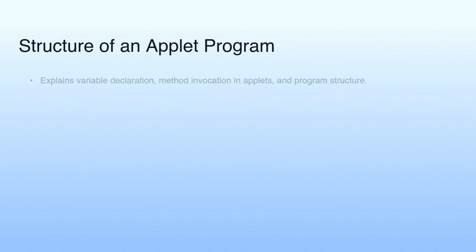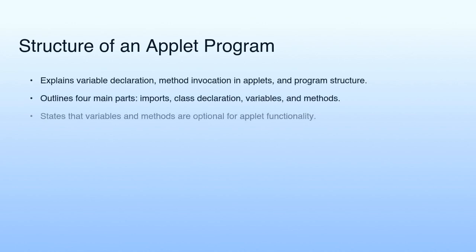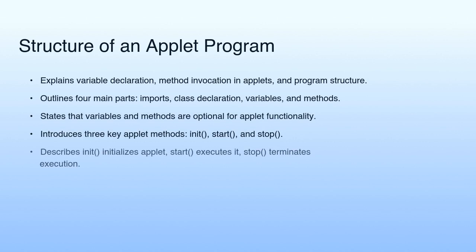The structure of an applet program consists of four main parts: import statements, class declaration, variable declarations, and method implementations. While variables and methods are optional, three key methods, init, start and stop, initialize, execute, and terminate the applet, respectively.